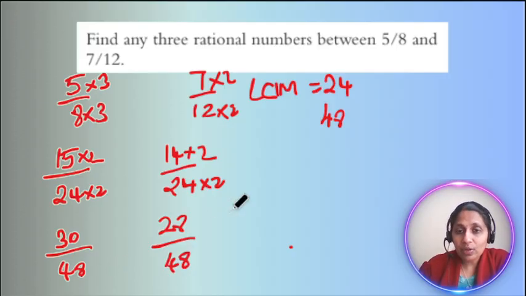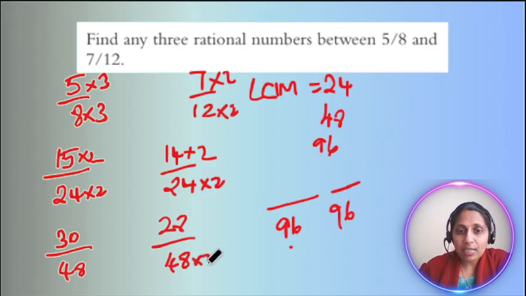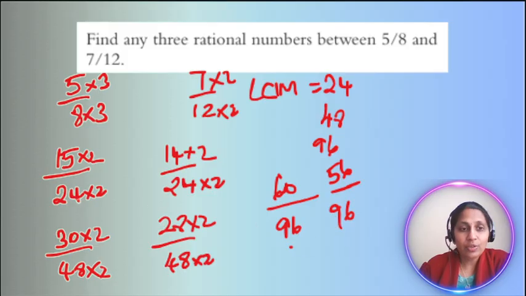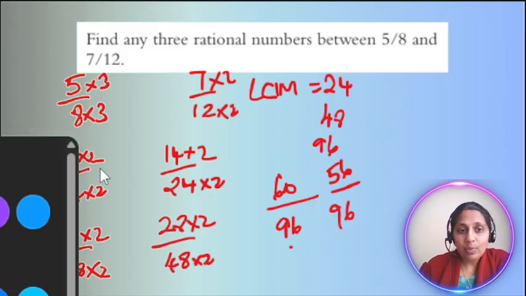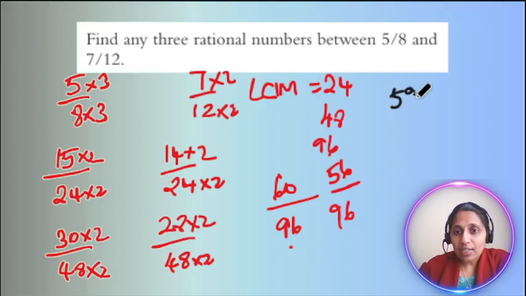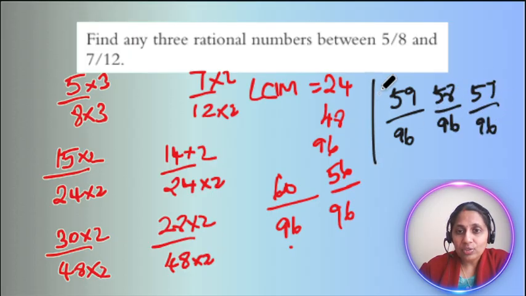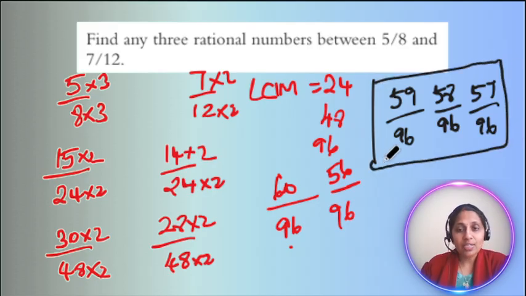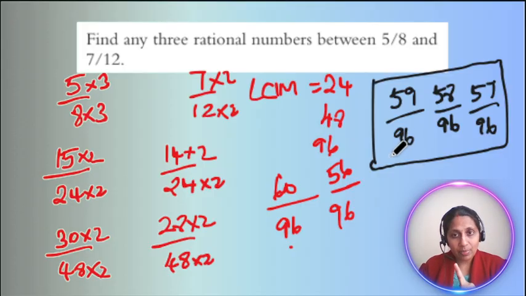So what will we go for? We'll go for the next multiple, which is 96. So make both the denominators 96 by multiplying again with 2, another one more time of 24. So you get 60 and here you get 56. Now it is easy for you to get three numbers, which are 59 by 96, 58 by 96 and 57 by 96. So these are the three rational numbers between 5 by 8 and 7 by 12.